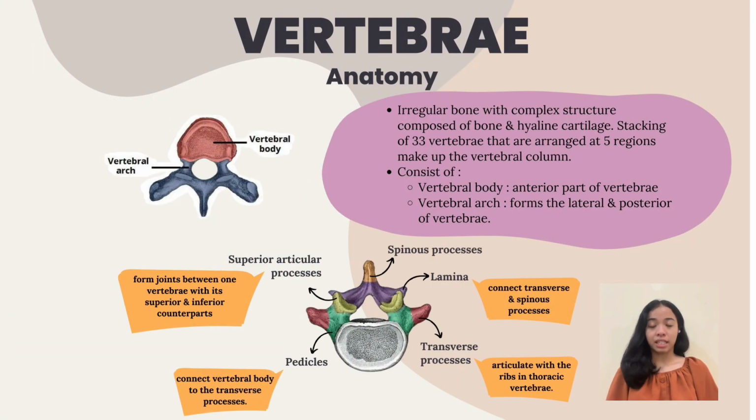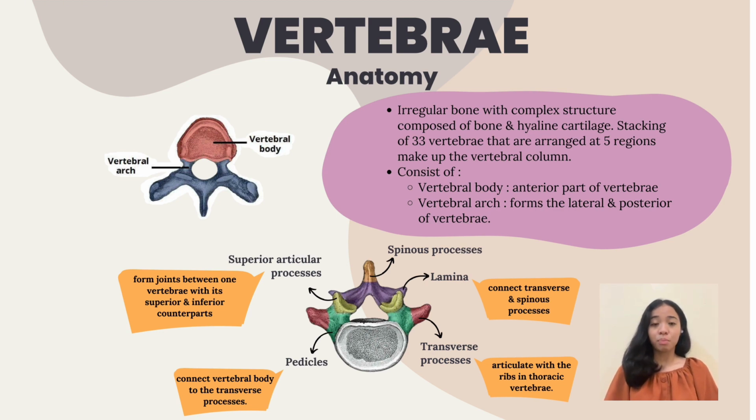So for this presentation, I have chosen the vertebra. A vertebra is an irregular bone with a complex structure composed of bone and hyaline cartilage. Stacking of 33 vertebrae that are arranged in 5 regions make up the vertebral column. It consists of the vertebral body, which is the anterior part, and the vertebral arch, which forms the lateral and posterior of the vertebra.